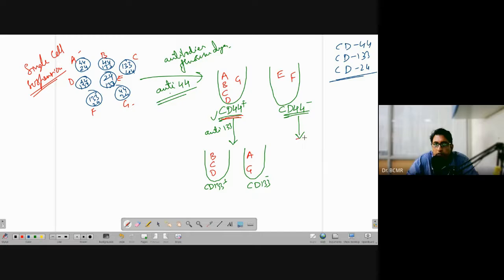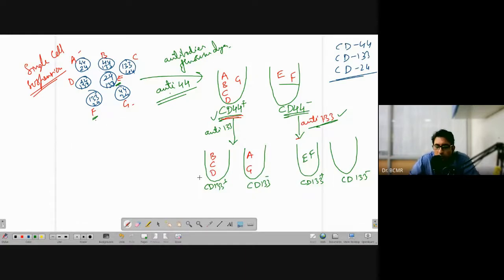And what about the other category here? Also, I'm going to do anti-133. This is a separate reaction, okay? So in this case, I would have CD133 plus and CD133 minus. Which cells will go E and F? Both of them, E and F, both have 133, right?